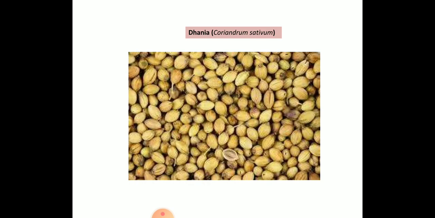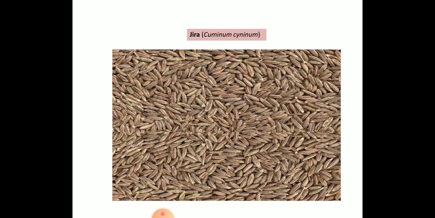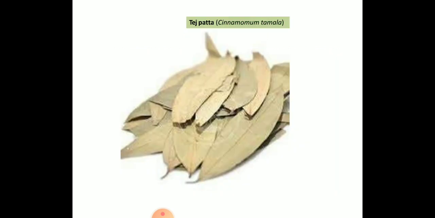And another one is Coriandrum sativum, which belongs to the family Umbelliferae. Usually the Umbelliferae have a special inflorescence, and the fruit is called cremocarp. This is highly used as a flavoring agent and also used for medicine. Cuminum cyminum, this is also used as one of the spices.